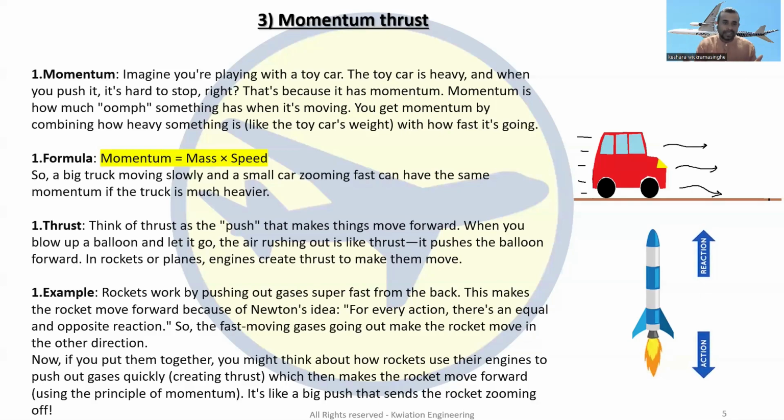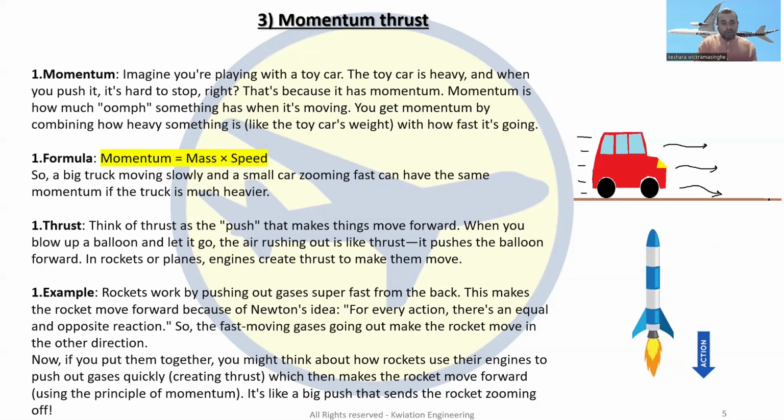Okay, let's go to examples. Rockets work by pushing out gases super fast from the back. This makes the rocket move forward because of Newton's idea. We will talk about Newton's law later. For every action, there is an equal and opposite reaction. That is Newton's third law. So the fast moving gases going out make the rocket move in the other direction.